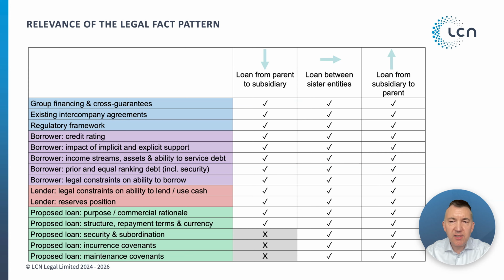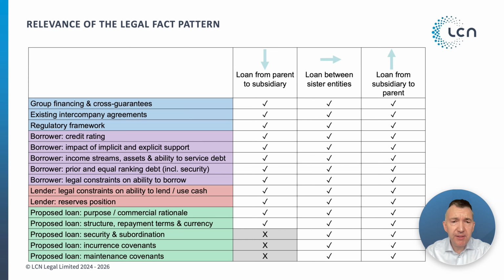These are the ones that the BlackRock Court of Appeal decision is telling us are not relevant, or potentially not relevant, where it is a downstream loan from parent to subsidiary, but they will still be relevant in sideways or upstream loans where the lender does not control the borrower. In these circumstances, security and subordination, incurrence covenants, and maintenance covenants will arguably not be relevant in downstream loans, but will still be relevant in sideways loans and upstream loans.